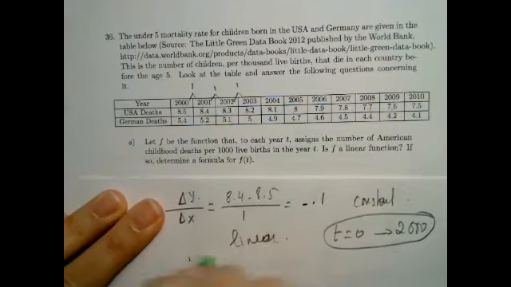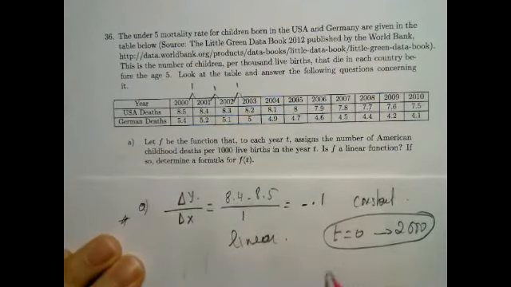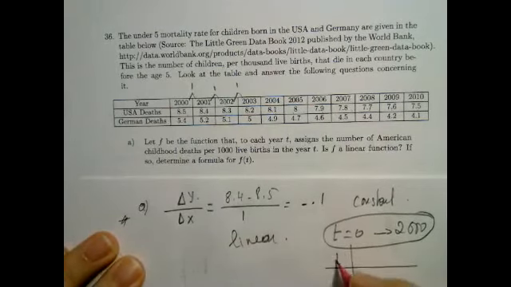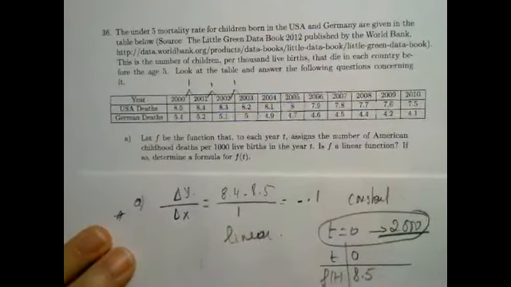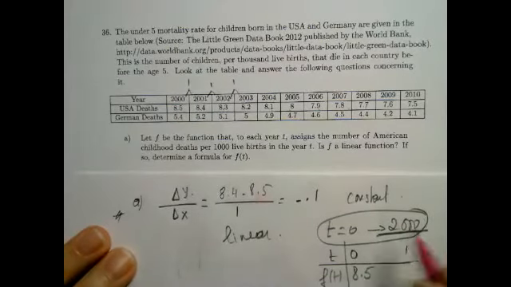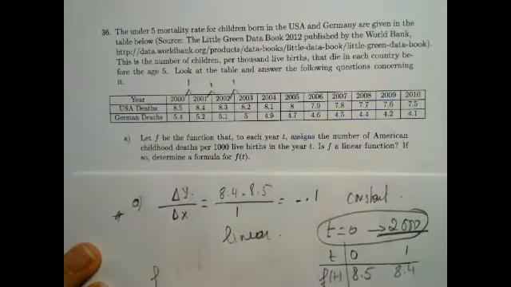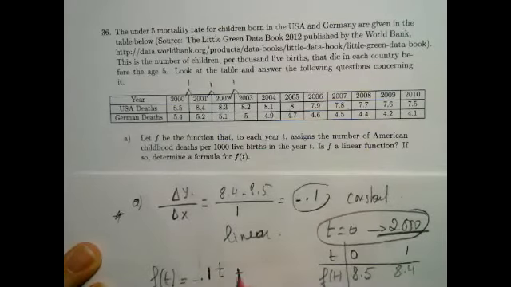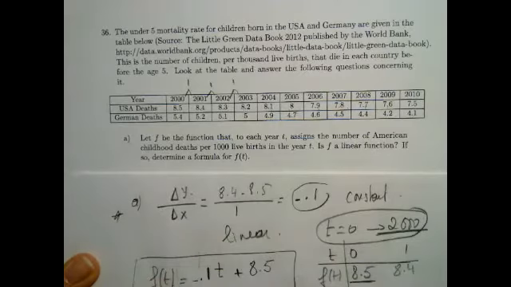All right, what do we have? It's linear. To find the formula, I need the slope and a point. So what are the points I have? At t equal to 0, because 0 corresponds to that year, the population is 8.5. At t equal to 1, the population is 8.4. So what is my formula? The slope is minus 0.1, so minus 0.1t, plus, in this particular problem, I have the intercept. So that's the formula for F.